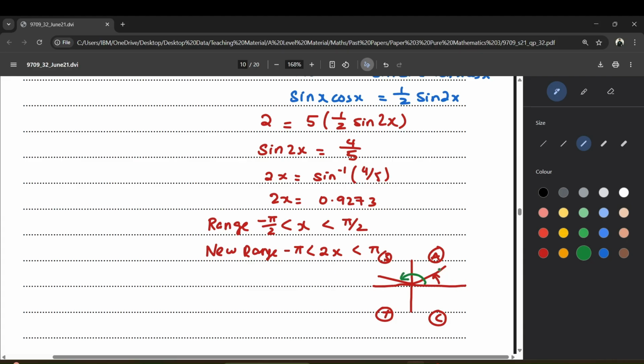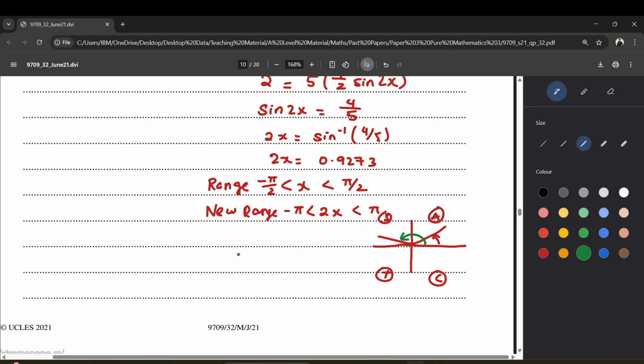Okay. Now, the second solution will be 2x is equal to, now this one is 0.9273, right? So what we can do here is that we know that the principal solution is 0.9273. So this will be pi minus 0.9273. Okay, and that will give us 2.214 radians.